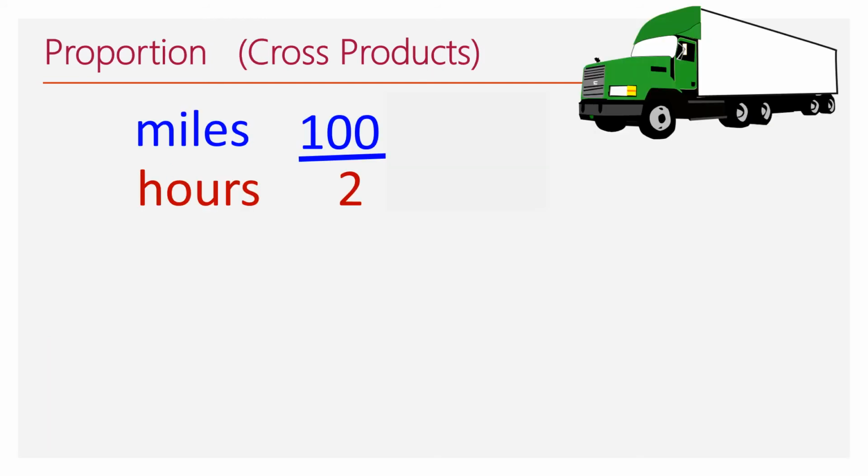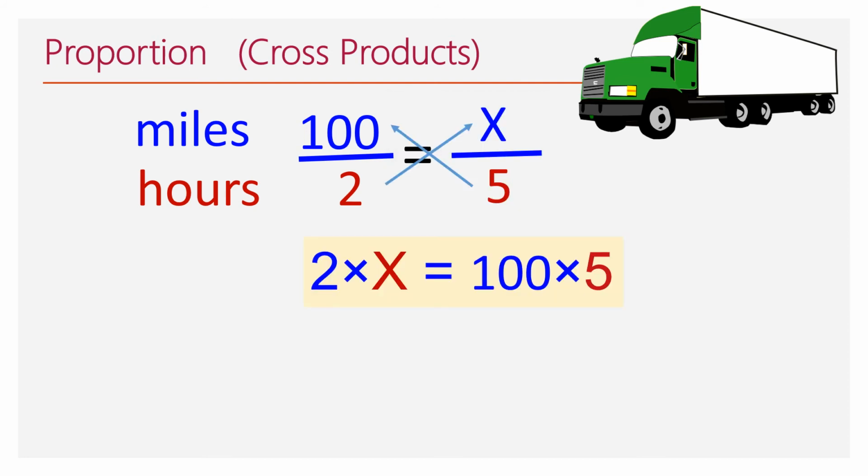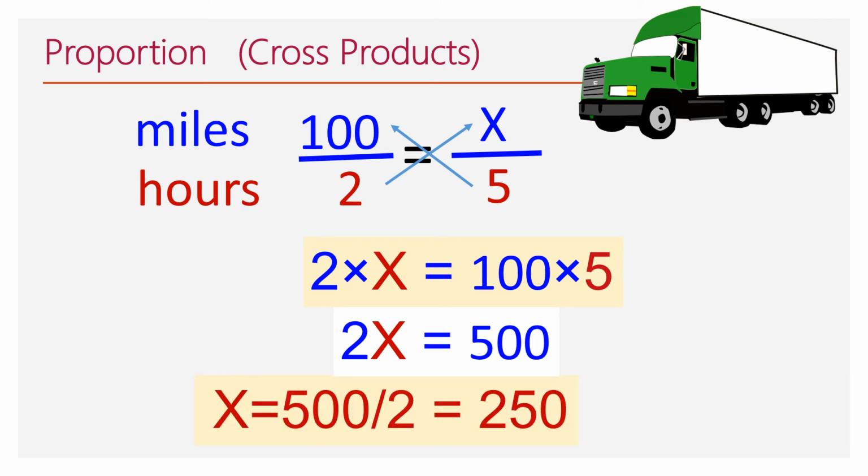If I know my dad drives 100 miles in 2 hours, how many miles will he travel in 5 hours? We can use cross products to solve this proportion. Usually, we select first the product that contains the variable. 2x equals 500. Now, we need to divide both sides by 2, to find the value of x equals 250 miles. In 5 hours my dad will drive 250 miles.